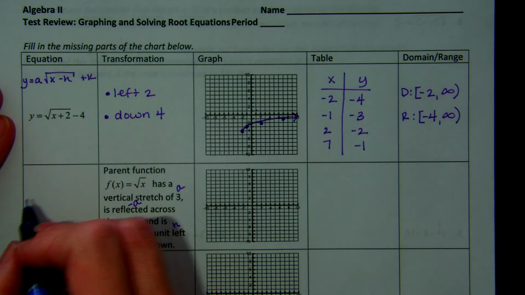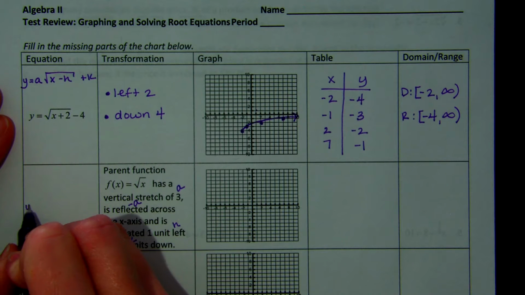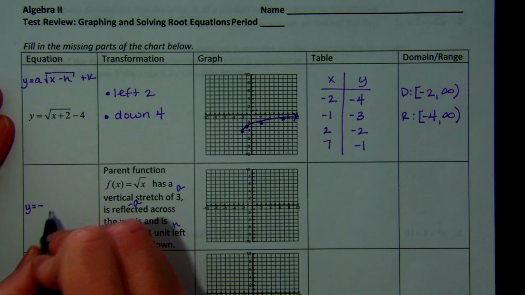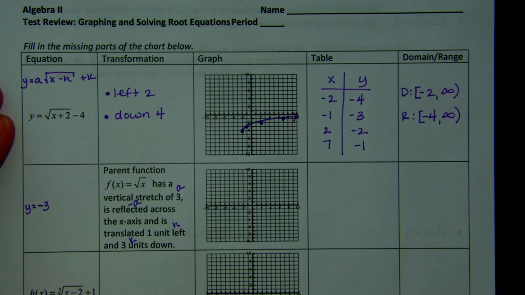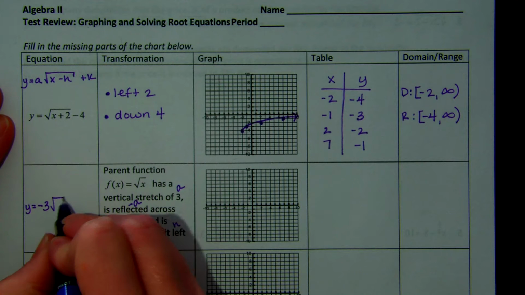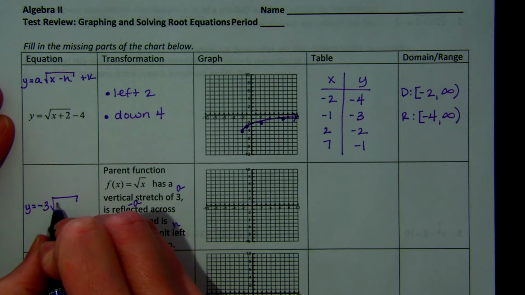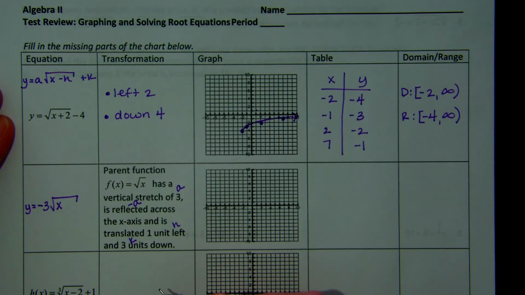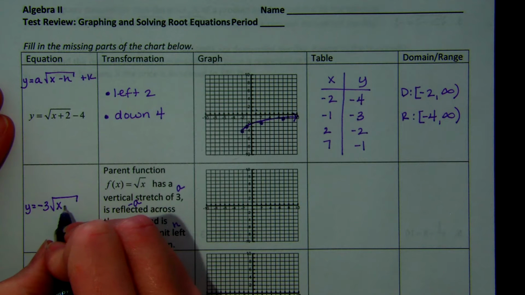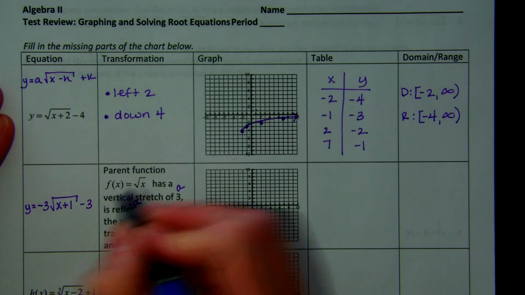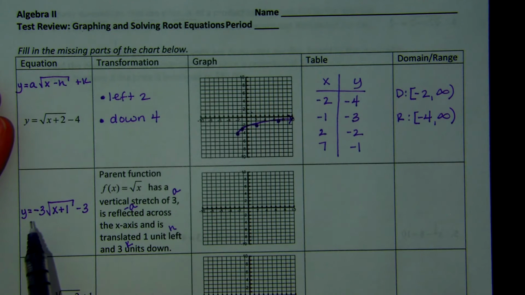And so if we take all those numbers and put them together, what we end up with is y equals, reflection is negative, a vertical stretch of 3, so -3, square root of 1 unit left, which means we're going to say x, and we're moving left, which should be minus, but remember h lies, so it's x plus 1, and then 3 units down, so it's -3. And so that's our function. Y equals -3 times the square root of x plus 1 minus 3.